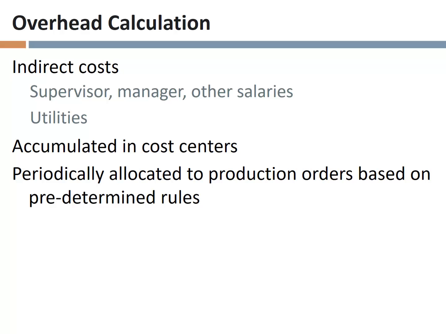Just to keep it really, really simple, this last month, all our supervisors put together got paid $50,000, and our utilities cost was $500,000, and we did 50 production runs, all of the exact same size. Well, we would just say, okay, that being the case, we're going to add $1,000 to each of those to cover the cost of the supervisors, and we're going to add $10,000 to it to cover the cost of utilities. And so now we have a more complete understanding of what our actual overhead is here.